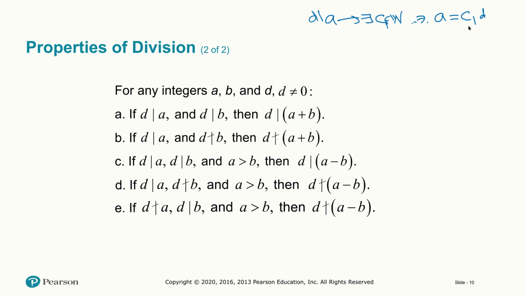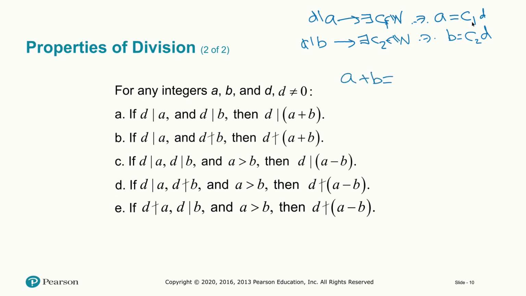Such that A1 equals C1, A equals C1D, right? Now, what does the fact that D divides B tell us? That implies there exists another constant, C2. This is why I wanted to use C1 and C2, because we're dealing with two constants, also belonging to the set of whole numbers, such that B equals C2D, right? Now let's take a look at what A plus B is going to look like.